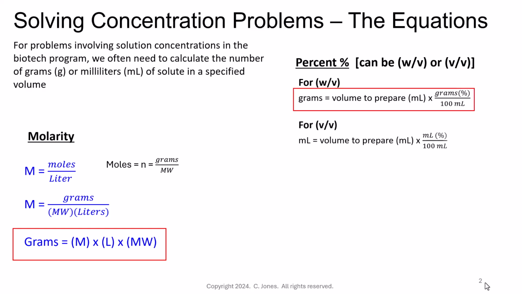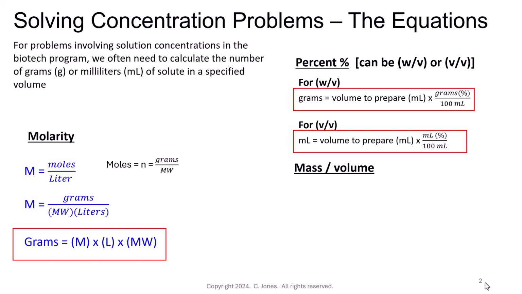Okay? For the percent volume, it's very similar. The number of milliliters is the volume of solution that you want to prepare times the percent. So if you wanted to make 70% isopropyl alcohol, it would be 70 mL divided by 100 mL.